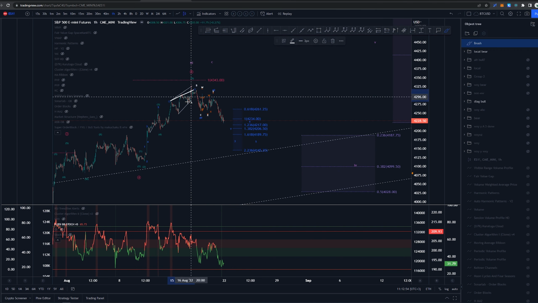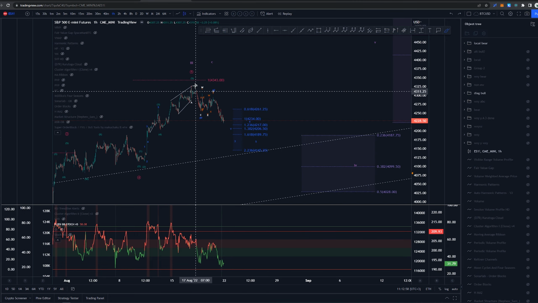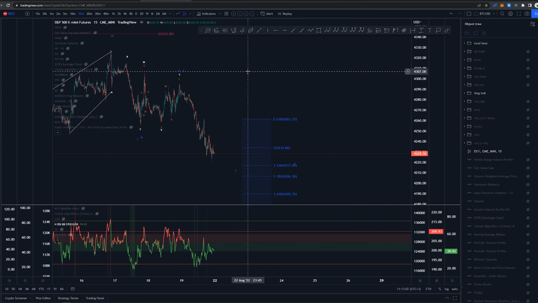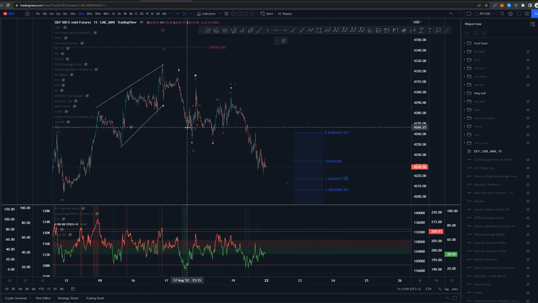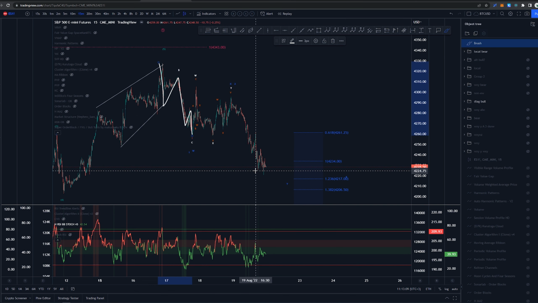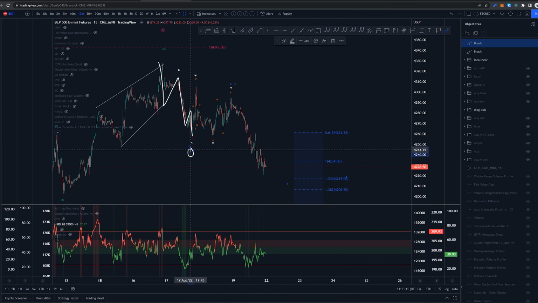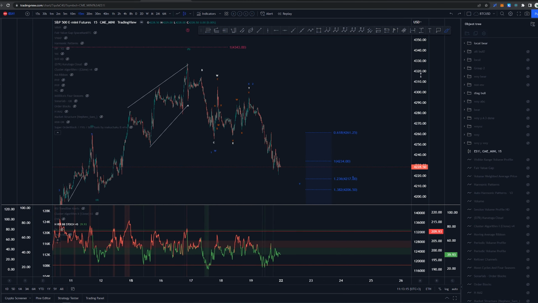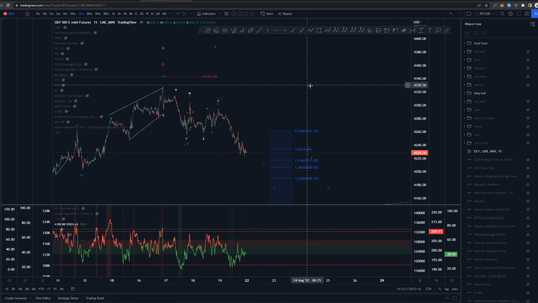I labeled this as an ending diagonal here into the fifth of the fifth of the third, and since then we were coming down faster. Now I didn't label this as 5 waves. It can be 5 waves here like so, and then this would be a wave 1 or wave A. So currently we can pretty much have any correction up in here.